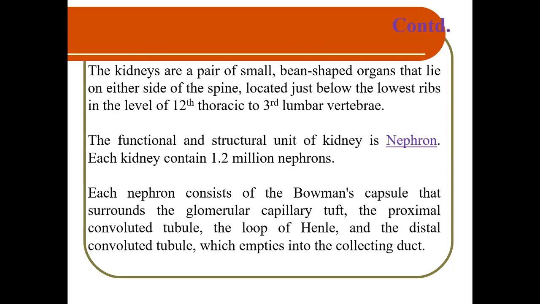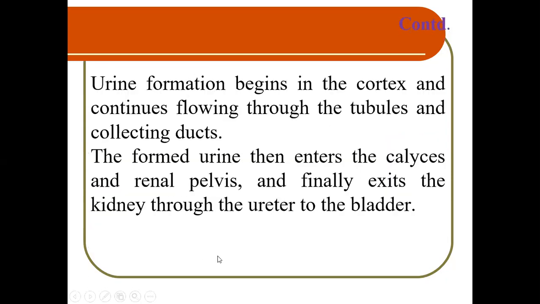The functional and structural unit of the kidney is the nephron, and each kidney contains 1.2 million nephrons. Each nephron consists of Bowman's capsule that surrounds the glomerular capillary tuft, the proximal convoluted tubule, the loop of Henle, and the distal convoluted tubule, which empties into the collecting duct. Urine formation begins in the cortex and continues flowing through the tubules and collecting duct, and the formed urine then enters the calyces and renal pelvis and finally exits the kidney through the ureter to the bladder.